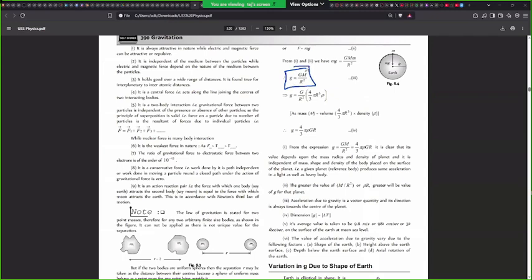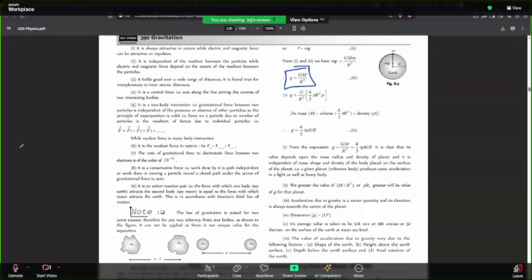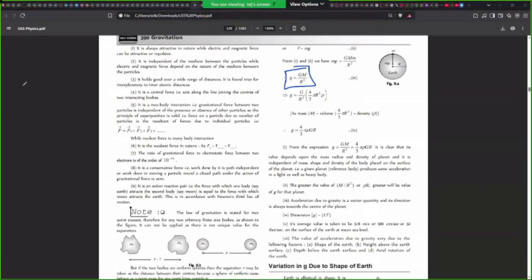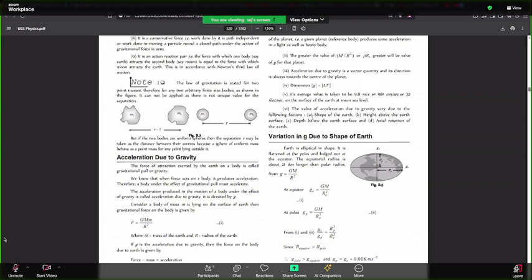g equals GM by R square, where lowercase g is called acceleration due to gravity and capital G is called the gravitation constant. So till now, two things were important. I'll scroll down, one second. Clear. I'll scroll down. This is exactly how fast you should be. You should not keep spending time.